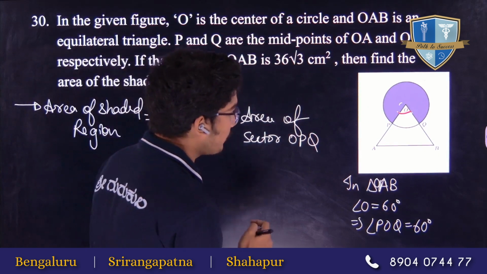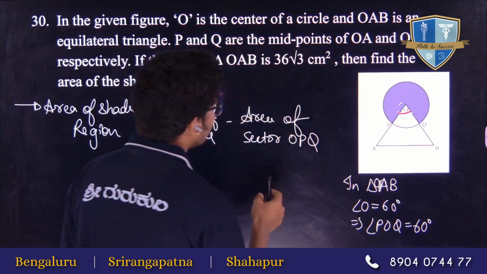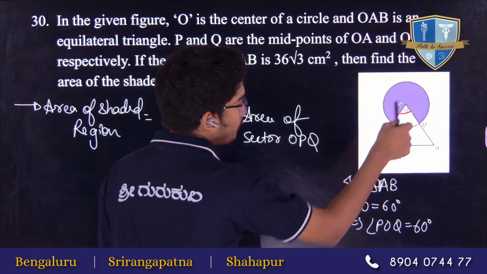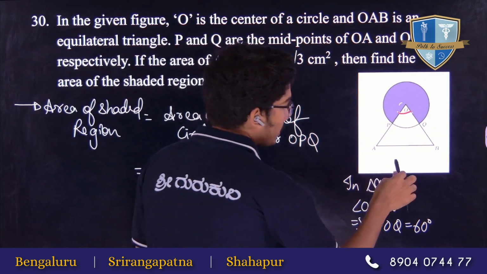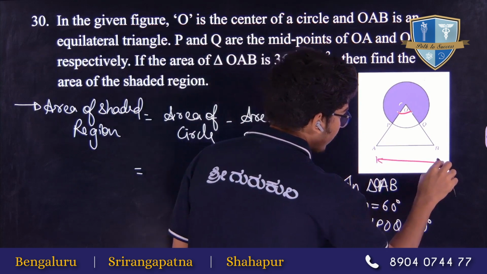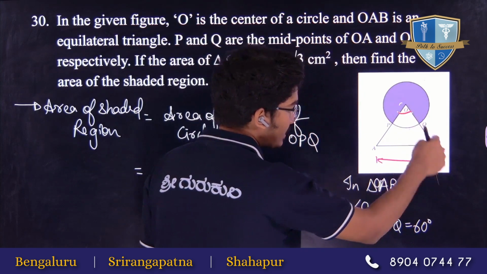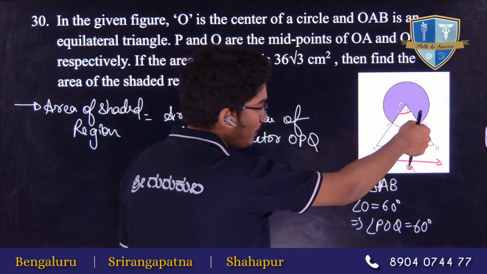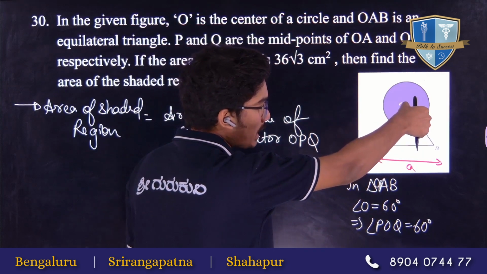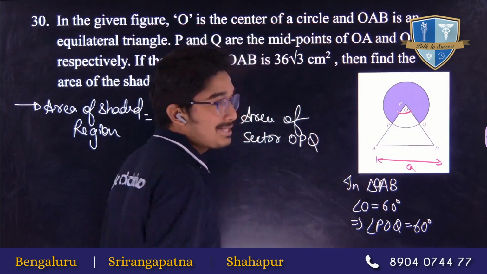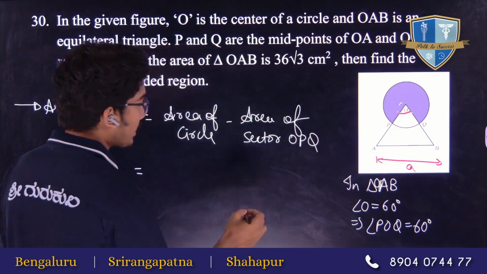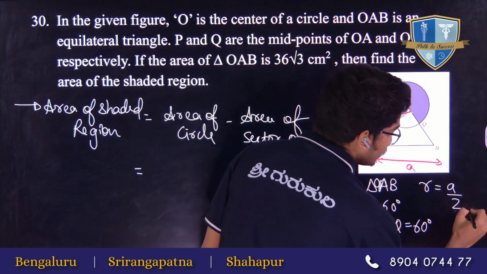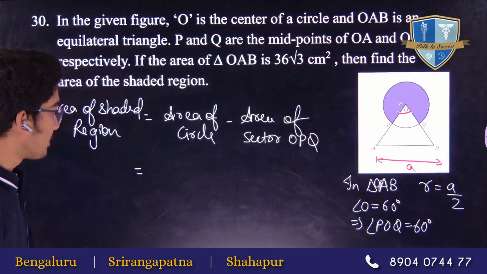Now the area of circle we know is pi r square. To find the radius, in the question it is given that P is the midpoint of OA and OB. Correct? So if this length is A, each side of the equilateral triangle will be A, and if this is the midpoint, that means OP or OQ is half of A. So the radius is A by 2, where A is the side of the equilateral triangle.